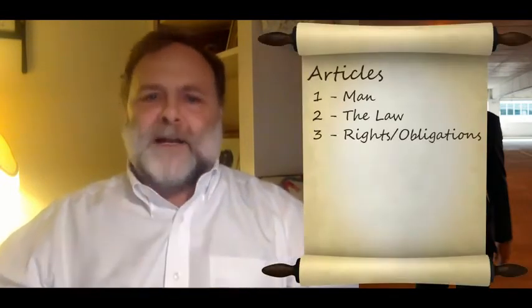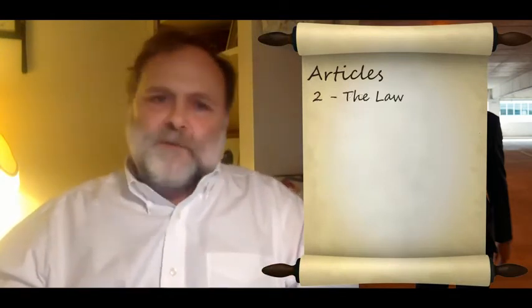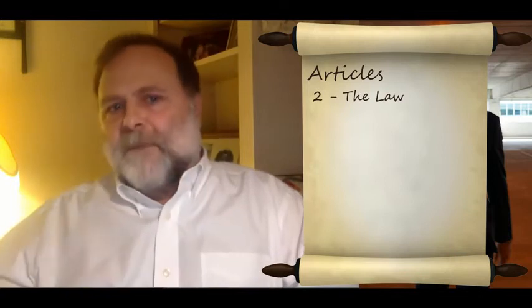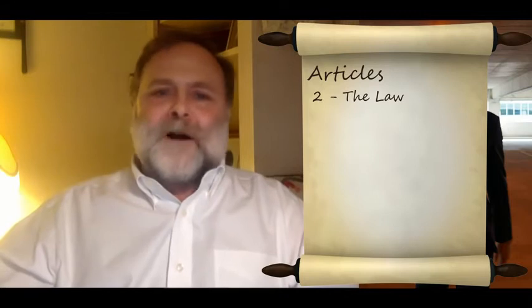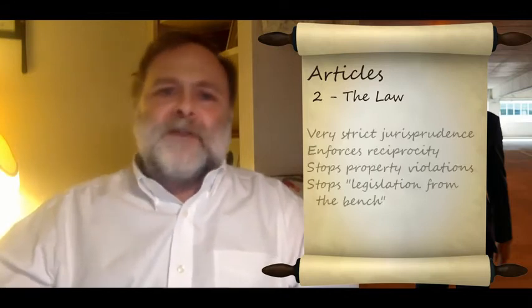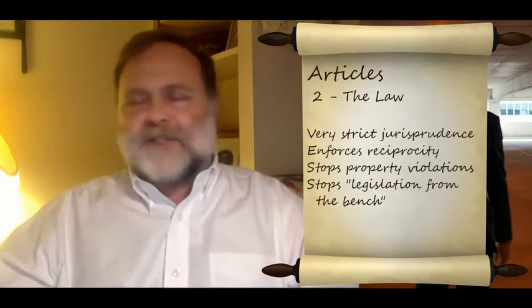So the second article is the law, which is what it is and how to write it. In other words, same thing. What does law mean? What are the different kinds? You probably don't know this, but there's a debate about what law means. There are basically four rough theories of jurisprudence. This is the strict one. This is probably the strictest. I would actually say this is a new one.